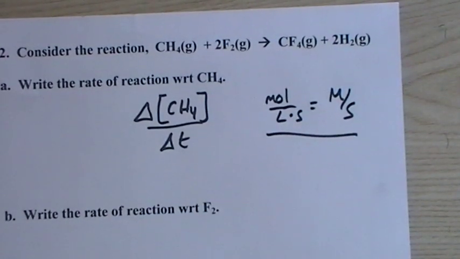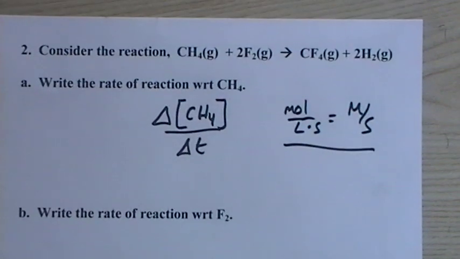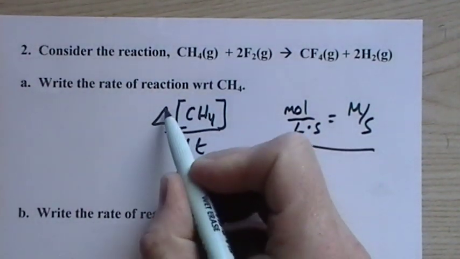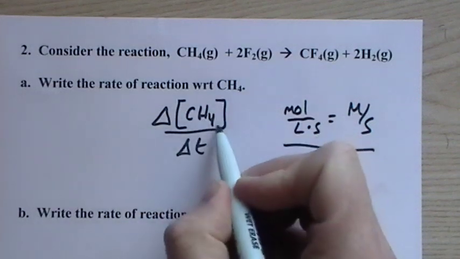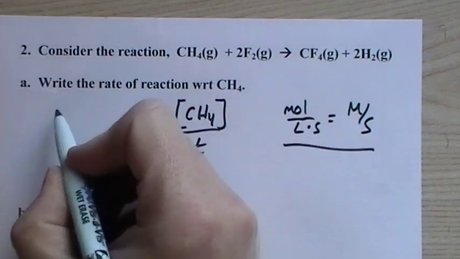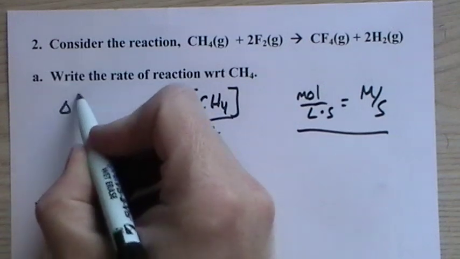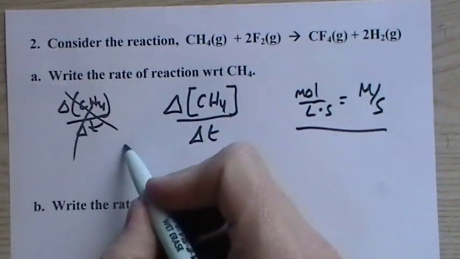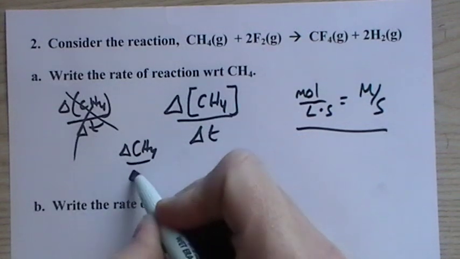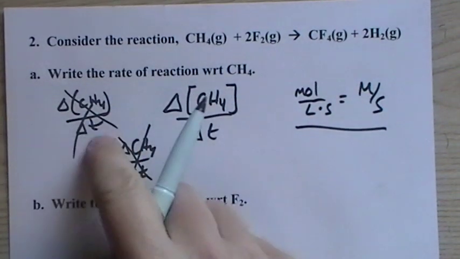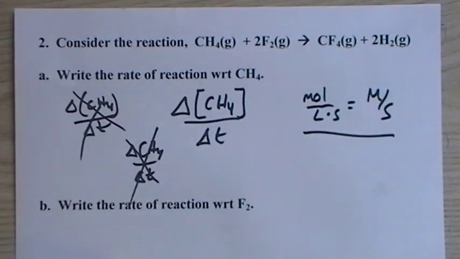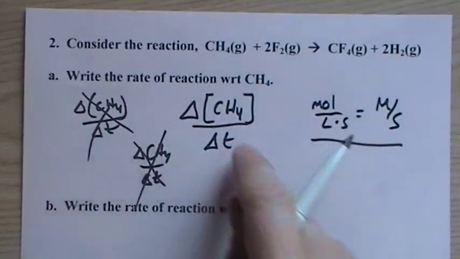So the rate of reaction with respect to methane has to be this capital delta. That means change. Square brackets for concentration. If you do this, I see this all the time. Wrong. I see this. Wrong. And this is 1050 kind of thinking. Not putting the 1050s down. It's that they're just starting out and they think this looks pretty close.